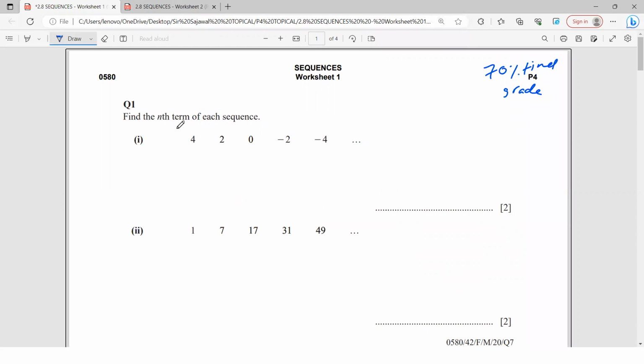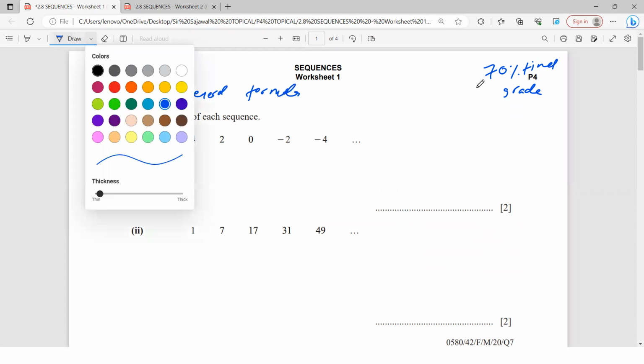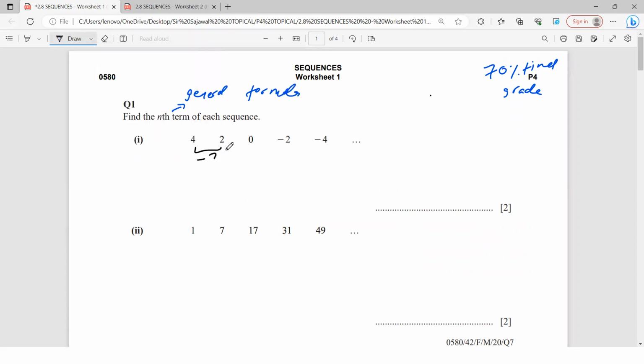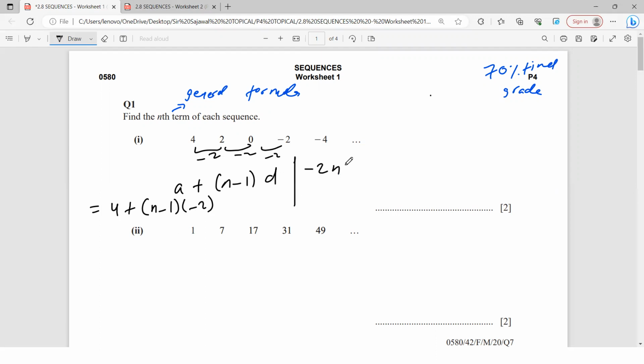Find the nth term of the sequence. Nth term means the general formula. So what's the common difference? 4 minus 2, 2 minus 2, minus 2. So this is just a plus n minus 1 into d. The linear sequence. 4 plus n minus 1 into minus 2. Minus 2n plus 6. Okay.